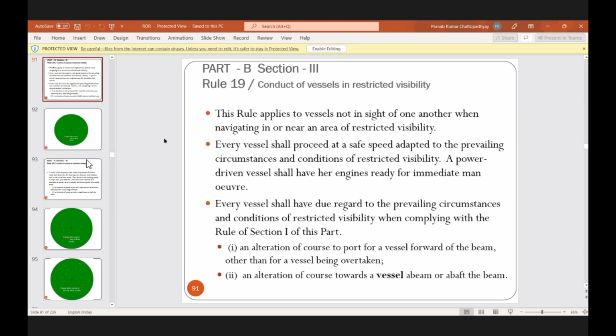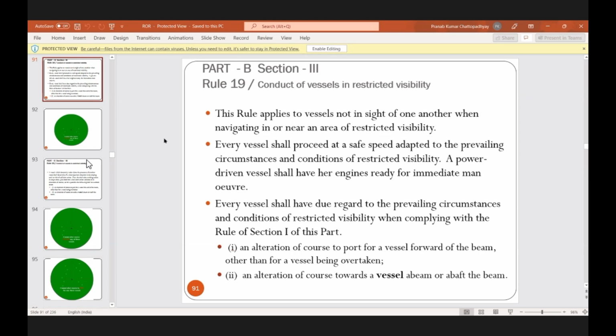So that is why it says due regard to the prevailing circumstances and conditions of restricted visibility when complying with the rules of section 1 of this part. There also, for action to avoid collision, we have seen that in the case of crossing situations where the stand-on vessel has to take action, you should avoid altering course to port for a vessel on your port side. So in restricted visibility also, you have to keep in mind that alteration of course to port for a vessel forward of the beam should be avoided, other than for a vessel being overtaken.